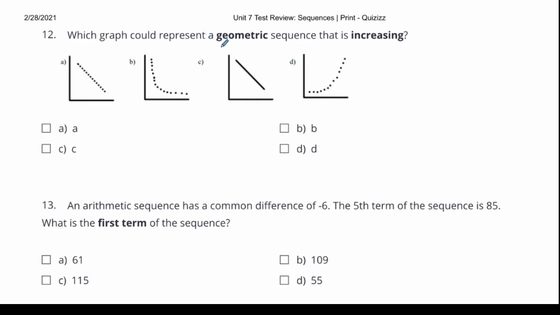Okay, which graph could represent a geometric sequence that is increasing? So you should recognize this just from the examples that we've been doing. I'm pretty sure this was a problem in your packet as well. A is linear, but arithmetic, right? B is geometric, but it's decreasing. C is not a sequence. That's just the graph of a line. That leaves us with D. That's the shape of geometric increasing.